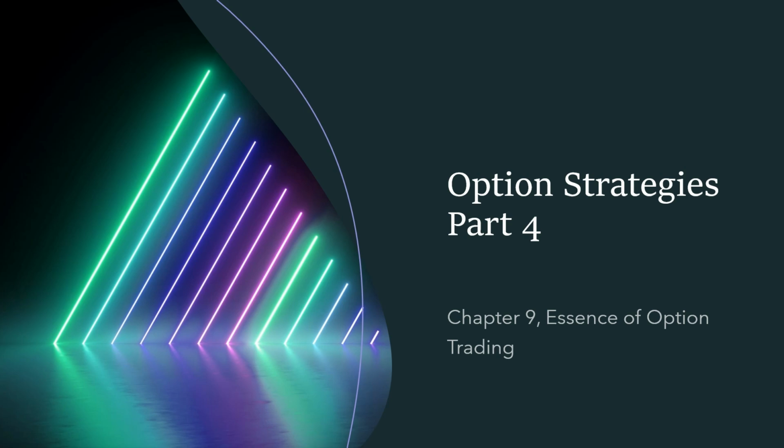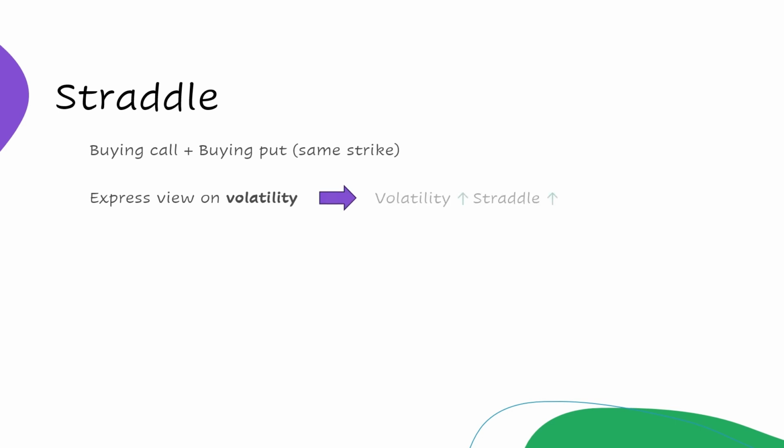This is Chapter 9 of the Option Trading Tutorial Series. We will cover straddle and strangle in this chapter. Straddle is an option combo formed by buying a call option and a put option with the same strike. Normally the strike is the at-the-money strike. Straddle is a strategy to express views on volatility of the underlying asset. This is because when volatility goes up, the straddle price will go up.